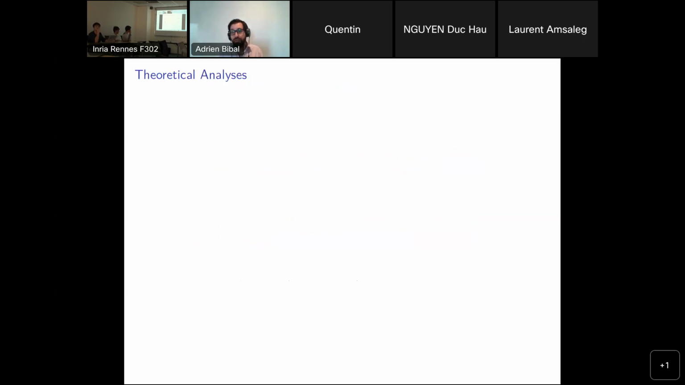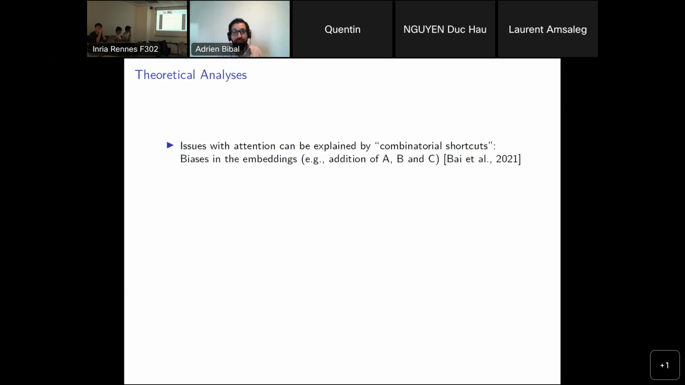The second pocket of the literature that I will consider here in this presentation concerns the theoretical analysis around the debate. So the first pocket was really adding arguments about the fact that attention cannot be used as an explanation. And here we are more in the analysis of why it is the case that attention cannot be used as an explanation. Our first explanation comes from the fact that there are issues related to biases in the embedding.